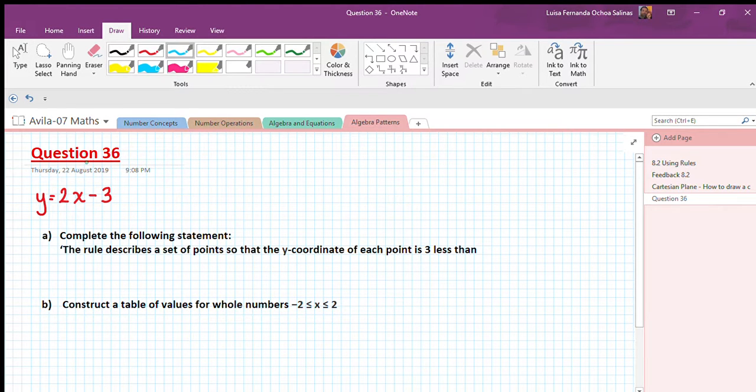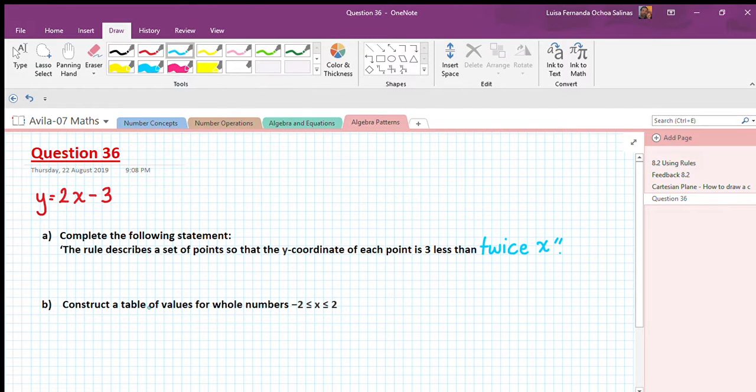So question 36. Question 36 is giving us this rule: y equals 2x take away 3. It says, complete the following statement. The rule describes a set of points so that the y coordinate of each point is 3 less than, so 3 less than twice x. So what we need to write here is twice x. And that's the first one.